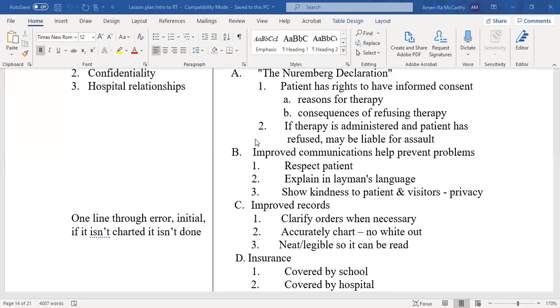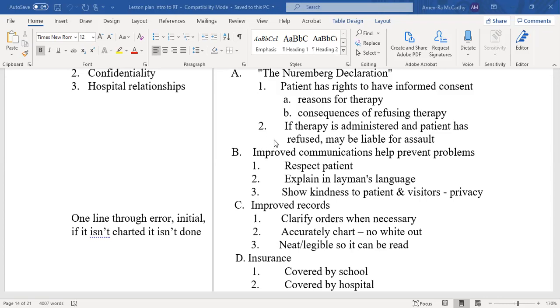Then we have to deal about improved records, and that means clarify orders when necessary. If you're not sure, get clarification on that. You don't want to make a mistake. Accurately chart, no whiteout, but even though we don't really do paper charting anymore, there might be something that you have to write down. You don't put whiteout, you do it right? You put a line through it with your initials and then write the correct thing beside it. That's all you got to do. And make sure it's neat and legible so it can be read. And we know that doctors are notorious for writing chicken scratch. But that don't make it right. They need to make it legible so we don't make that mistake.